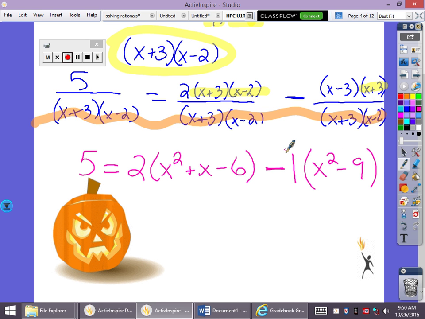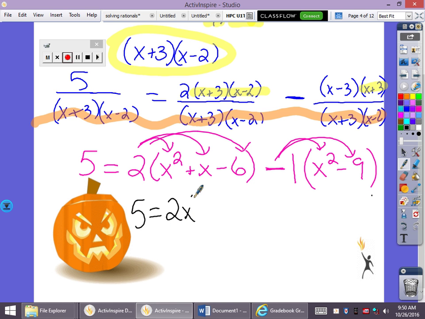But, all right, so now let's go back and distribute. Distribute, distribute, distribute, and here I'm going to distribute. When I distribute, I get 5 equals 2x squared plus 2x minus 12 minus x squared plus 9, okay?